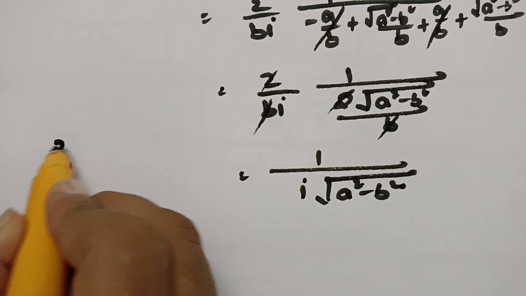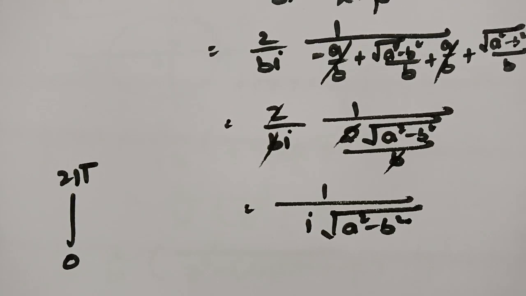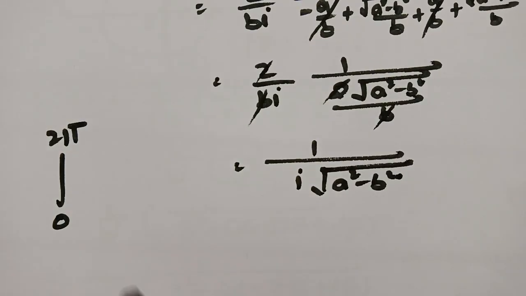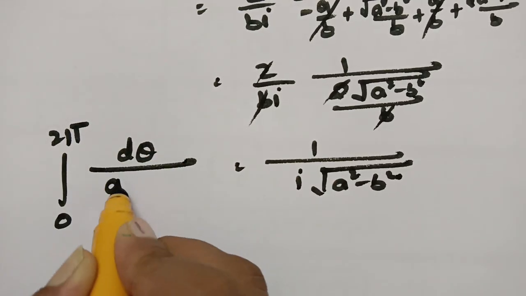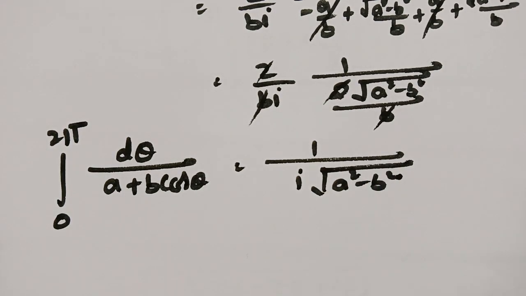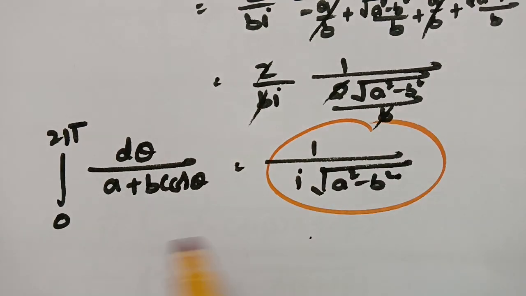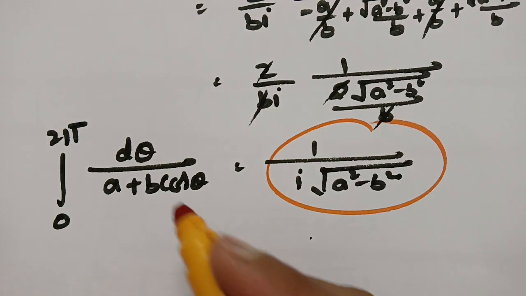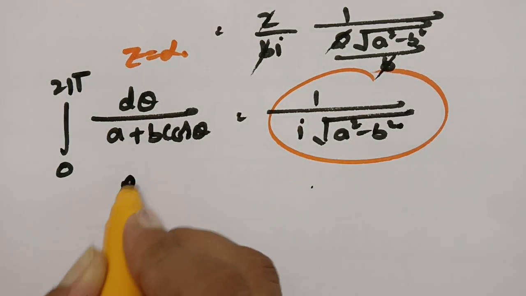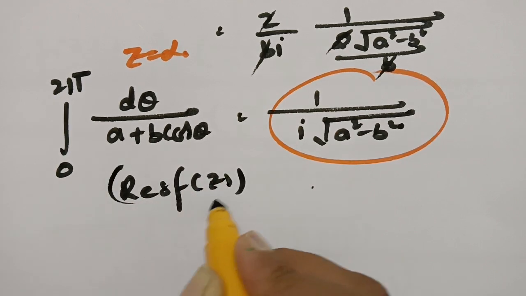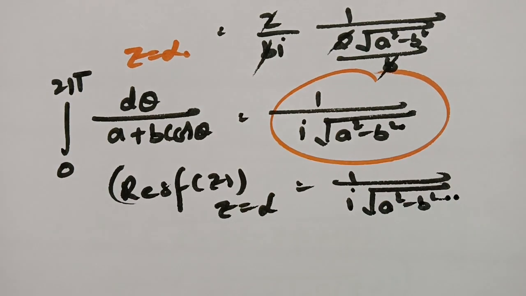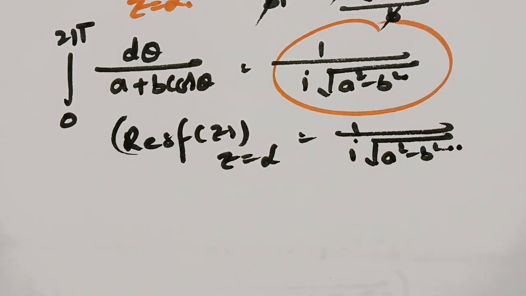So this is nothing but the integral 0 to 2 pi d theta by a plus b cos theta. So this is our pole value. At z equal to alpha, we got the residue value. The residue of f of z at the point z equal to alpha is nothing but 1 by i times root over a square minus b square. And therefore, we have to apply the residue theorem.